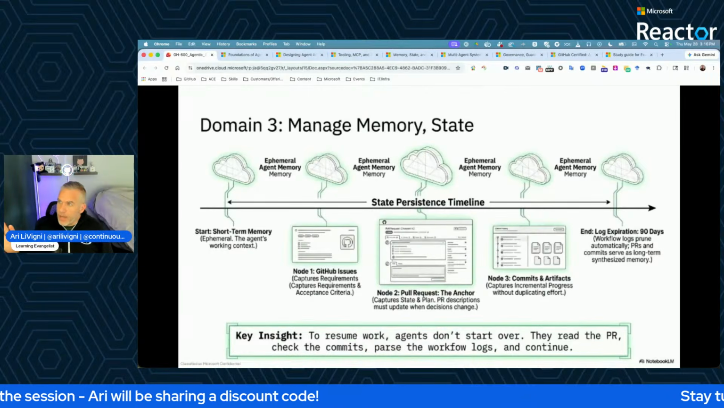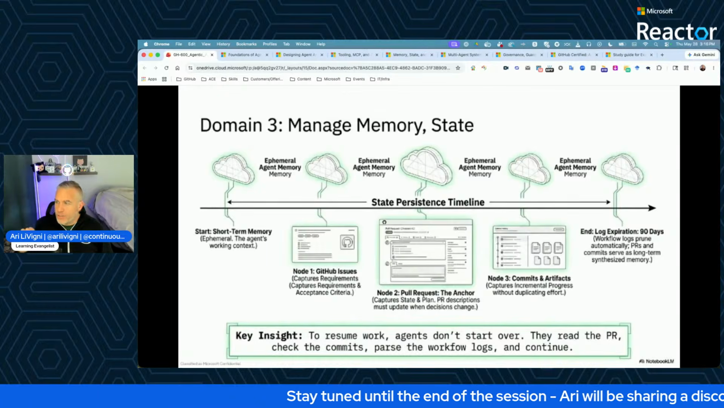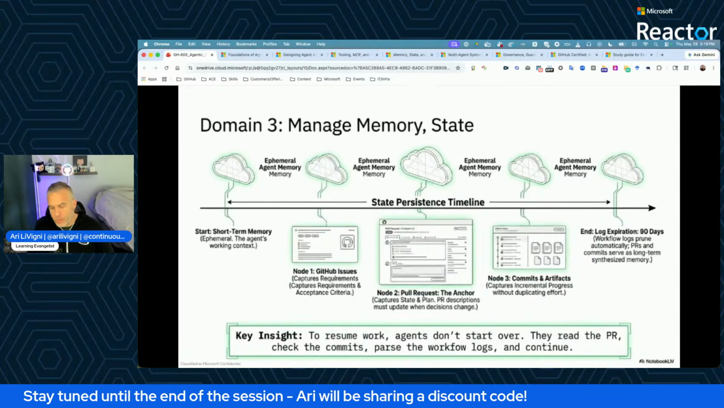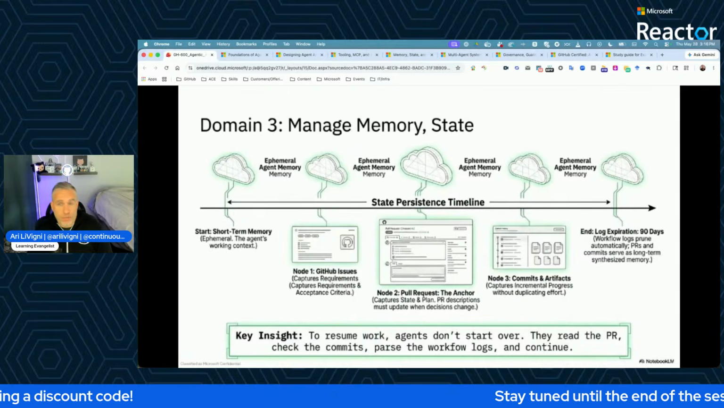Domain 3, again, Matt, is focused on the managed memory state. Everything that the agent's doing is pretty ephemeral. It's using the state persistence timeline of the GitHub issues, the pull requests as the anchor, the commits along the way, and the artifacts that were produced as part of the workflows.